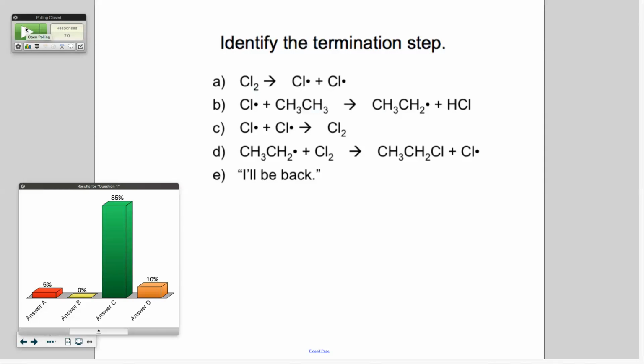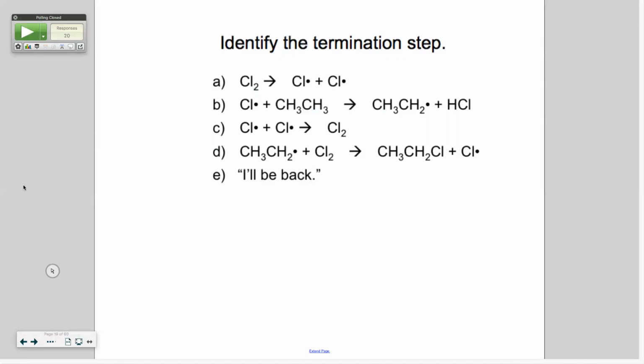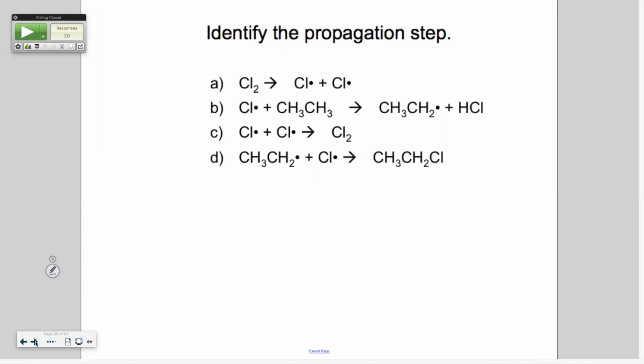Okay, yep, it's C. Nobody picked E. Sad. Okay. Why is it C? What happens in termination steps? The free radicals get used up. They're gone. All right, so here's a propagation. What's the propagation step?